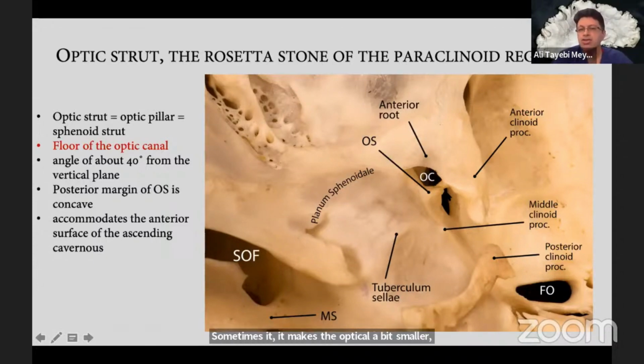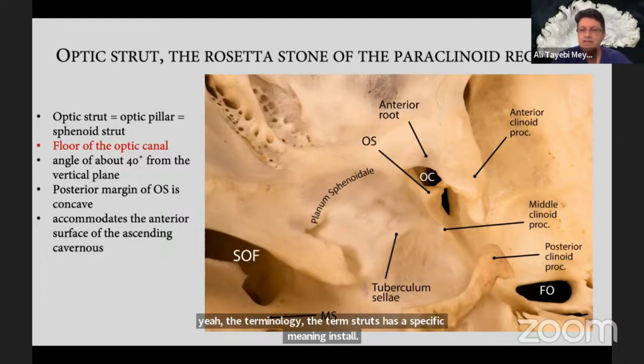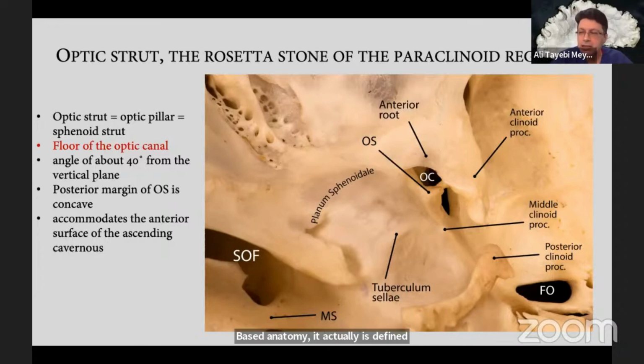Why is it called strut? I don't know, but I can tell you that the term strut has a specific meaning in skull base anatomy. It is defined for every bony island that separates an adjacent foramen from the superior orbital fissure. So look, you have the optic canal and the superior orbital fissure. Whatever goes between them is called the optic strut.